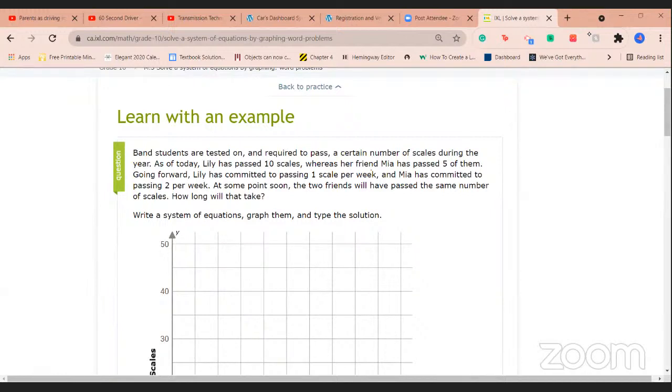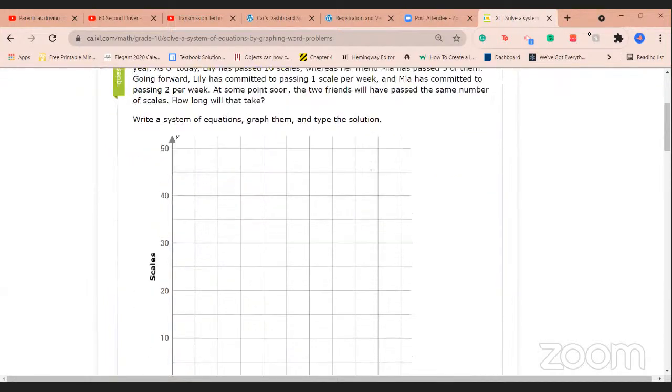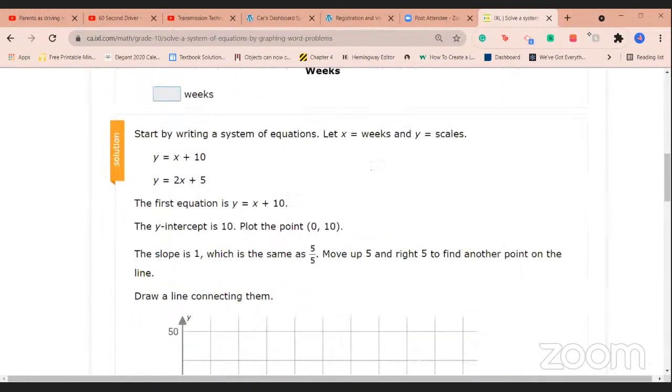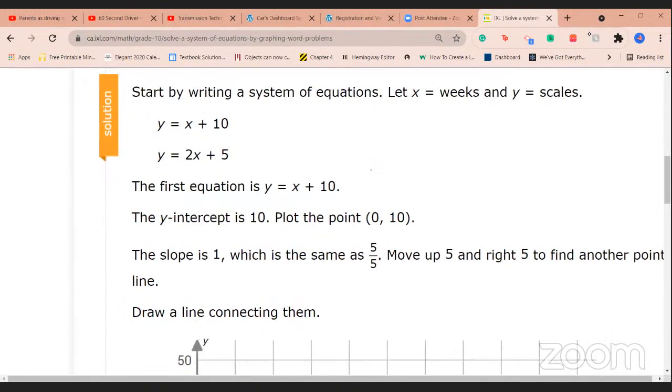Can you read the rest of the question? Going forward, Lily has committed to passing 1 scale per week, and Mia has committed to passing 2 per week. At some point soon, the two friends will have passed the same number of scales. How long will it take? Okay, so write a system of equations, graph them, and type the solution. So we're going to start by writing a system of equations. And we have to define our variables. So let x equal weeks, and y equal scales.